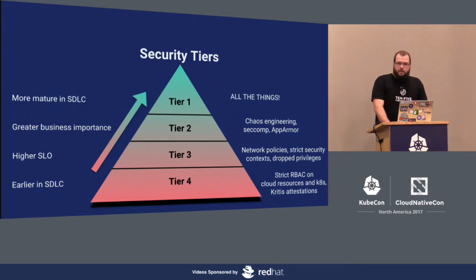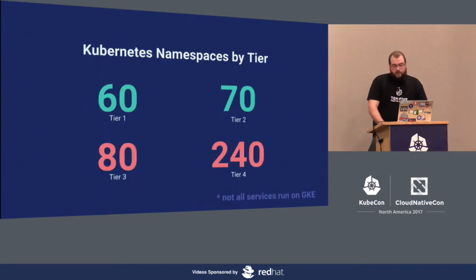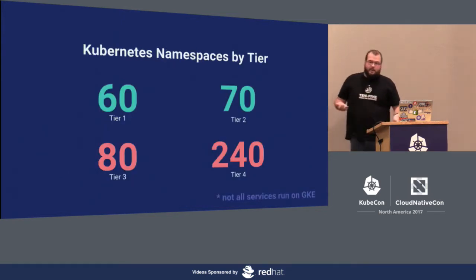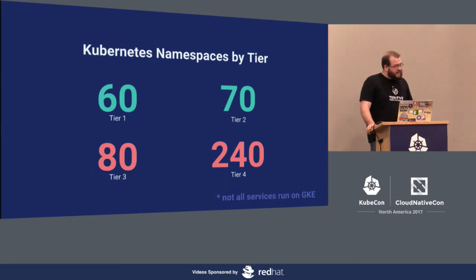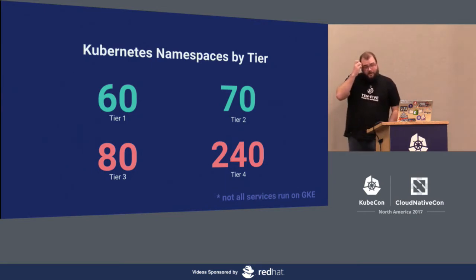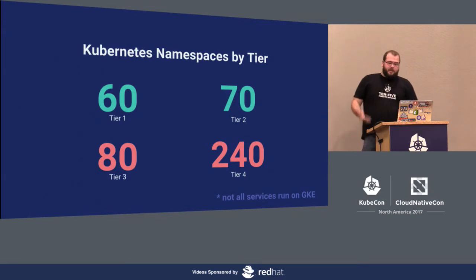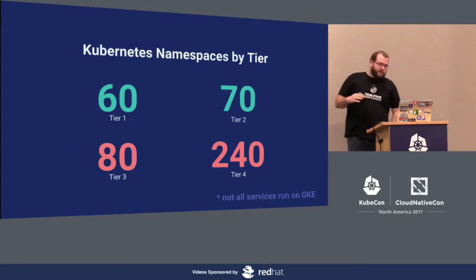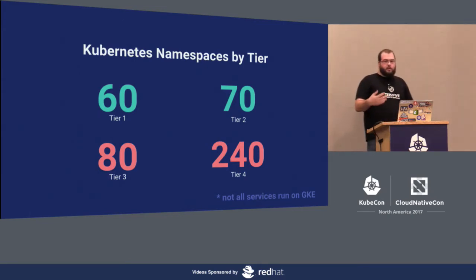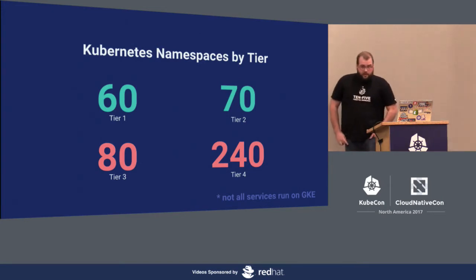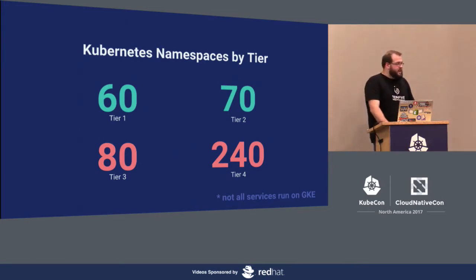So we're going to explore a little bit of how we do this. How many namespaces do we have? How many clusters do we have? What does it look like? So, Kubernetes namespaces by tier. We have about 60 namespaces in tier one across a number of clusters. Tier two, we're about 70, total of about 450 namespaces operationally for services running at Shopify on GKE right now. So that's pretty outstanding. How does a team of seven cloud security individuals maintain sanity and sleep at night with this many namespaces running amok?